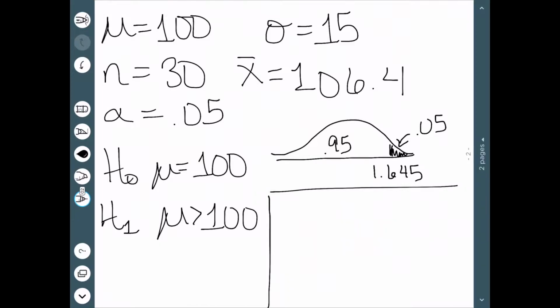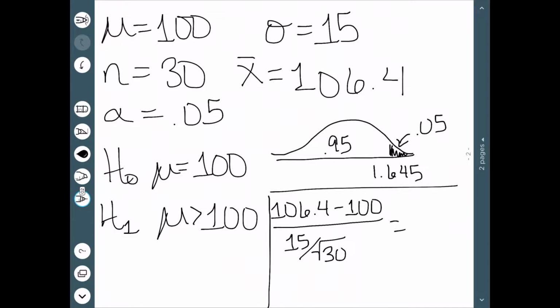The next step is to compute the test value. That said, x bar, which is 106.4, minus mu, which is 100, divided by sigma, which is 15, over the square root of n, which is 30. And if we work this out, we get approximately 2.34.